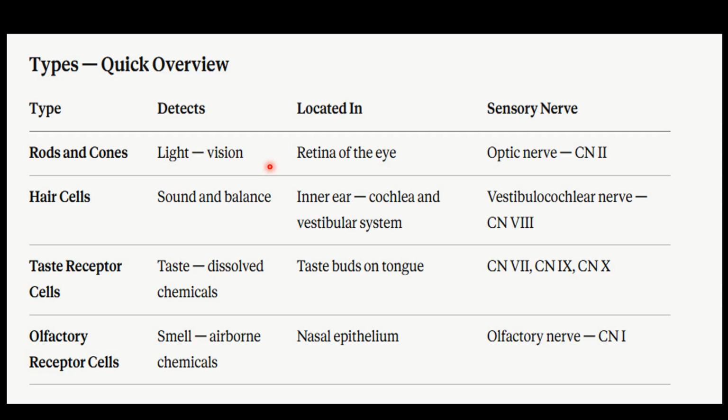The first type is rods and cones, which detect light and vision. They are present in the retina of the eye. The sensory nerve is the optic nerve.